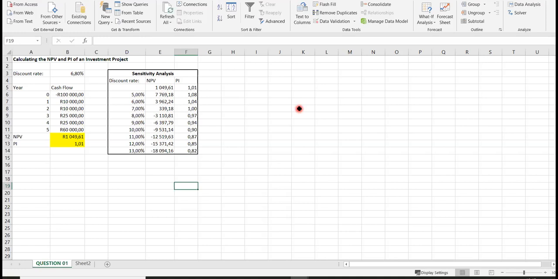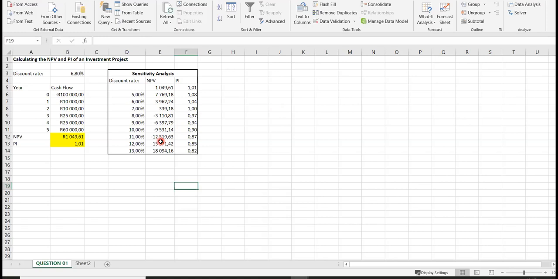Becomes negative. Yes. Is it increasing or is it decreasing? Decreasing. It's increasing. What's increasing? The NPV. Are you sure NPV is increasing? Positive to negative, is it increasing or is it decreasing? Oh, no, it's decreasing.